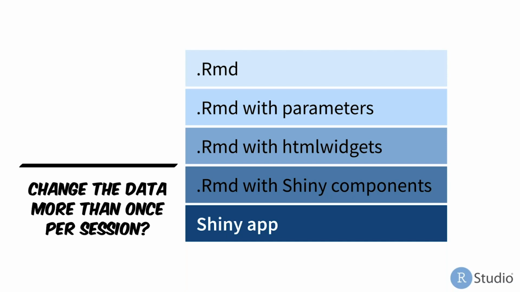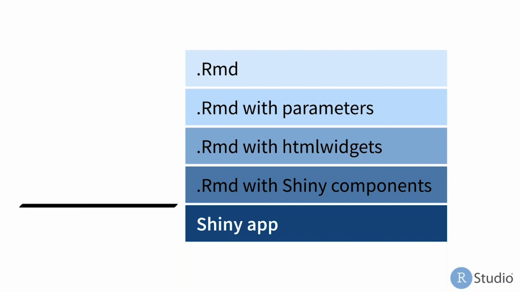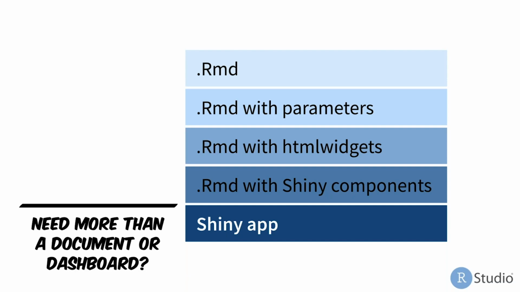The next thing to ask is, do you need to create a custom UI for your app? If what you want to report to your user would do fine in a document format or a dashboard format, you could do that with an R Markdown document, and you don't need to invest in creating a Shiny or an HTML UI to contain your interactive components.